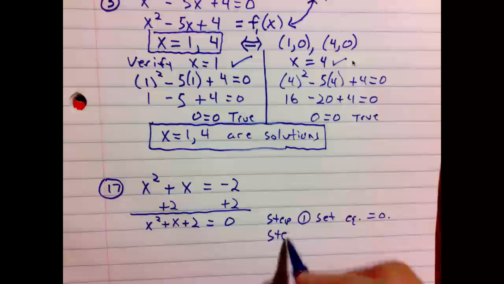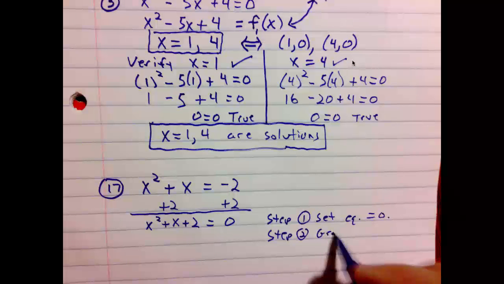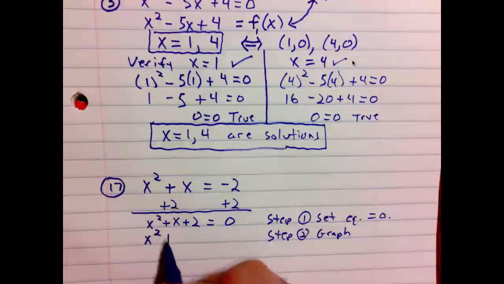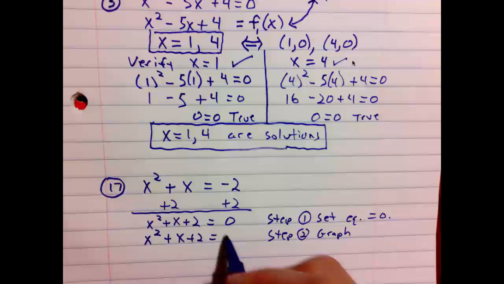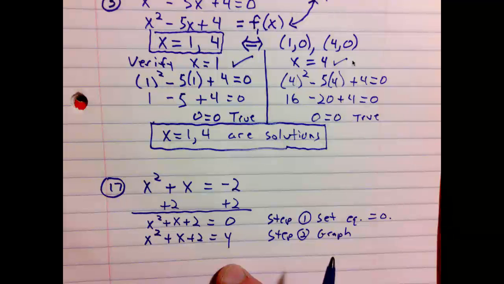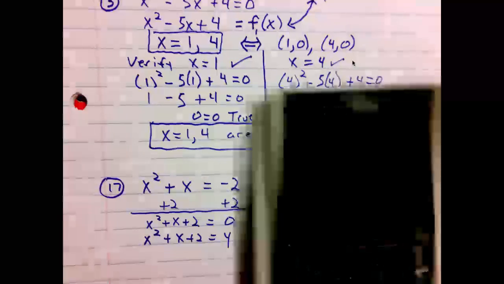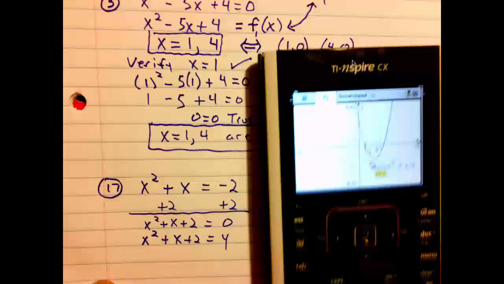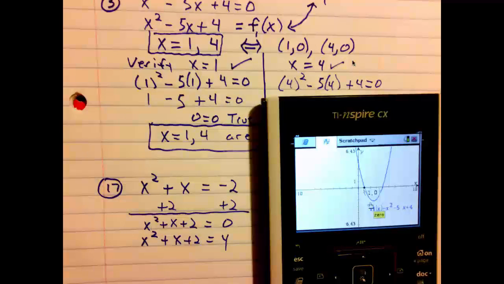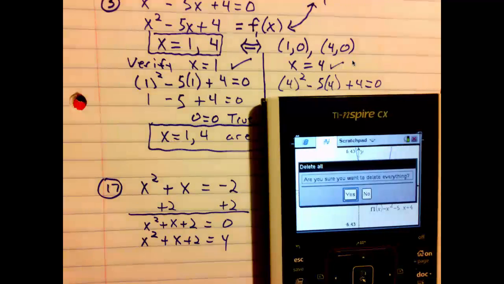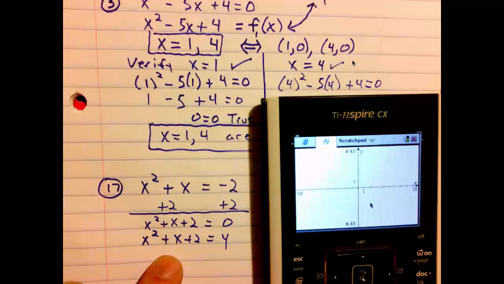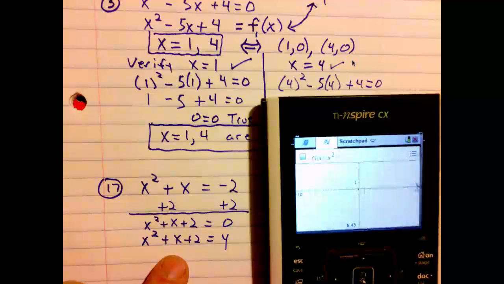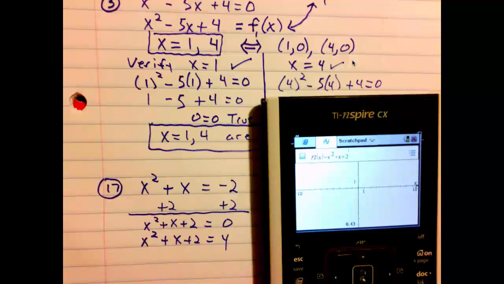Step 2, graph. Well, we're changing this 0 to y or f of x, either way you want to state it. This is the function we're graphing. Okay. So I will hit delete 3 times and pull that off. Tab, I'm entering in this function. X squared plus x plus 2, and I hit enter.